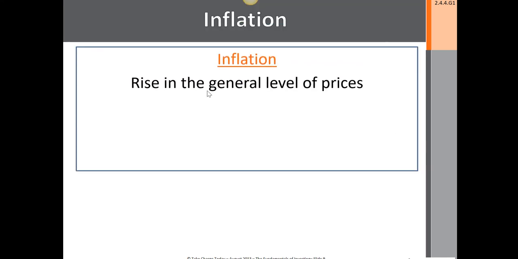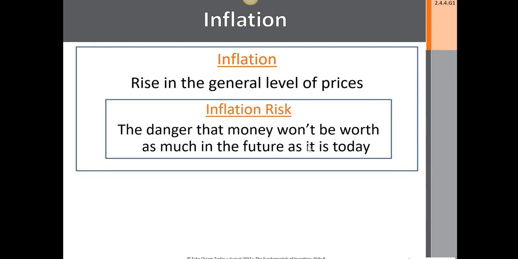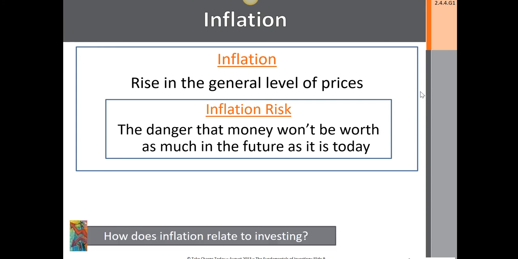Okay? Now, inflation. This is something that will affect you in your daily life and as you budget in your future. All right, it's a rise in the general level of prices. So if bananas all of a sudden cost $1 more than they did last month, their value inflated. All right, inflation risk when you invest is a danger that the money you invest today won't be worth as much in the future. So how does inflation relate to investing?